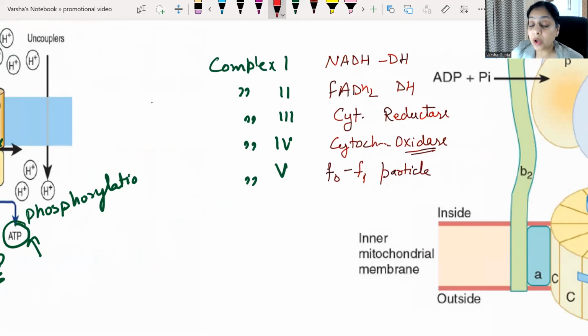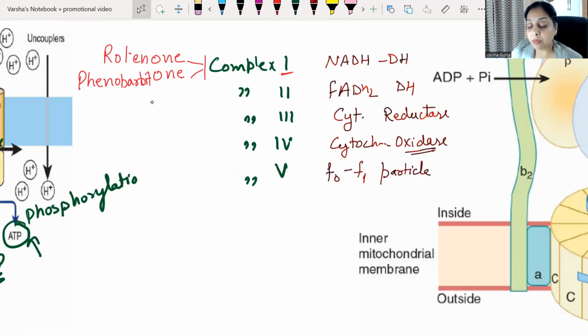Now you have to know the inhibitors. 1, 1, 1. Inhibitors' names end with the 1. Fish poison, rotenone, phenobarbital, they inhibit complex 1. Remember complex 1 by this.